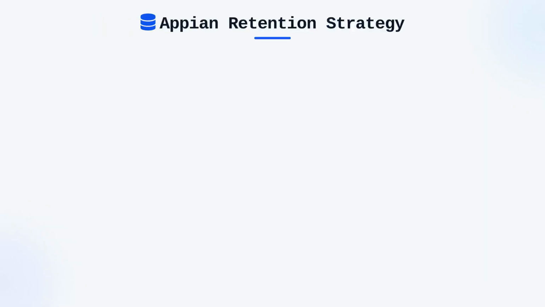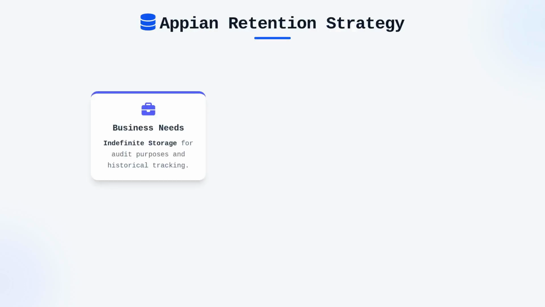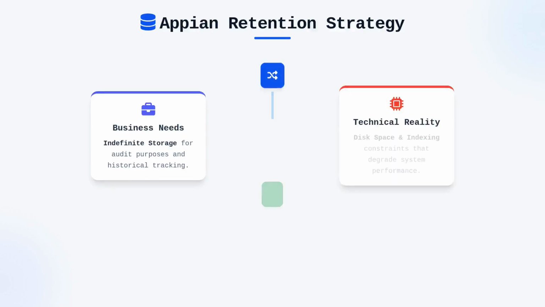Retention policies must always be aligned with both the business requirements and the technical performance constraints of your specific Appian instance. Business analysts might request that every historical process instance be kept indefinitely for audit purposes, but this strategy ignores the physical reality of disk space and index performance.